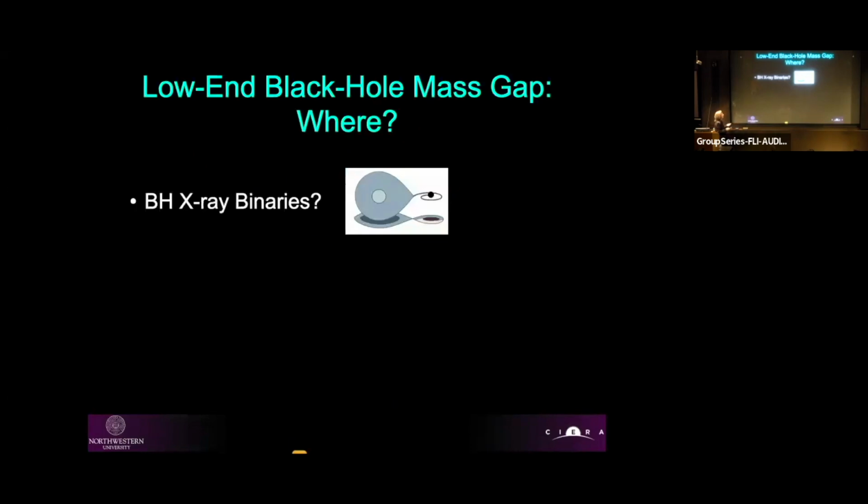All right, so where can we measure black holes? Well, for the longest of time, I keep forgetting I don't have a laser pointer. So let's see if I can stay behind the podium.